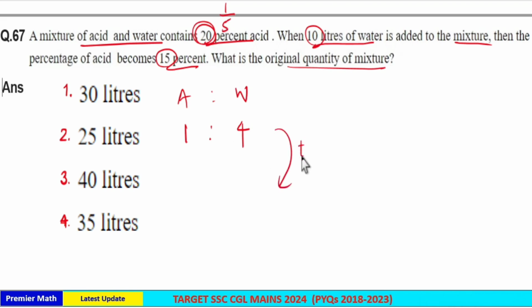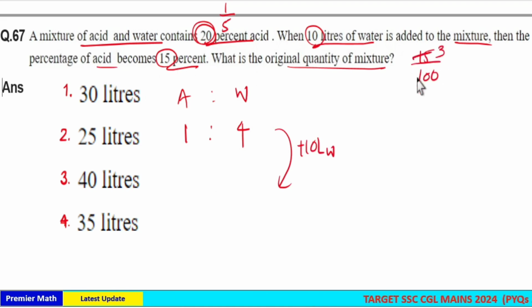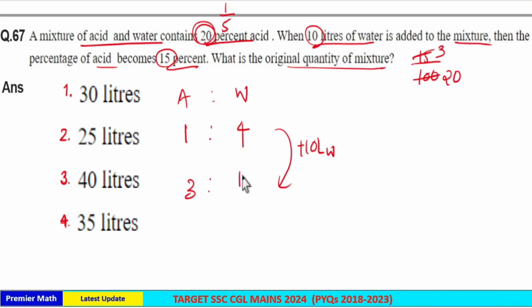When you add 10 liters of water to it, the percentage of acid becomes 15%. 15% means 15 by 100. 5 goes 3 times in 15, 20 times in 100. 3 parts acid out of 20 parts mixture. 3 parts acid out of 20 parts mixture means 20 minus 3, 17 parts is the water part. When you add 10 liters of water, the ratio becomes 3 is to 17.